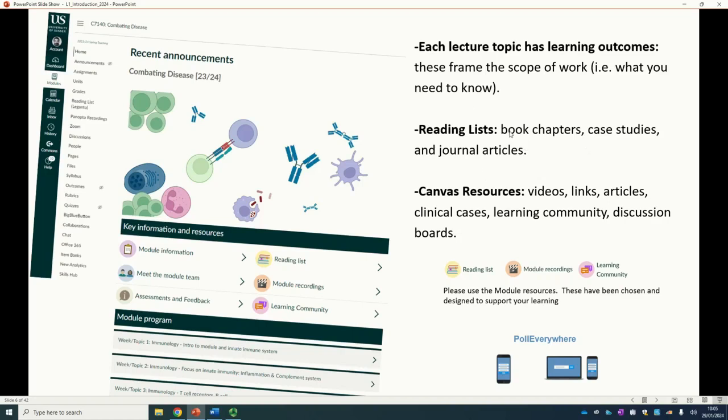Also on the module homepage, we have quite detailed reading lists. You can find your book chapters that are associated with what you need to know, also some case studies and journal articles. There'll also be some additional resources, some videos and links and a variety of things like that. We've also got the discussion boards. If you've got a question, it would make sense to ask it on the discussion board first, because someone else may be able to help you out, but it may also be that a similar student has the same kind of question.